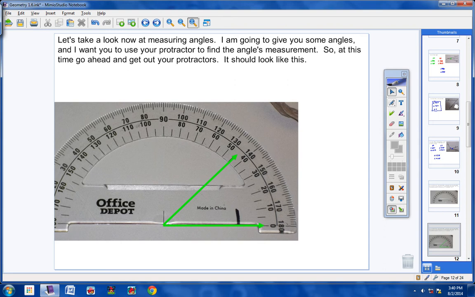Now notice I have the vertex, that little line coming down right there. I have the vertex right there, and I have the bottom ray lined up so it goes right across this piece of plastic, okay? Now, we need to pause the video, and the teacher needs to go around the room and make sure everyone knows how to line up their protractor correctly, okay?